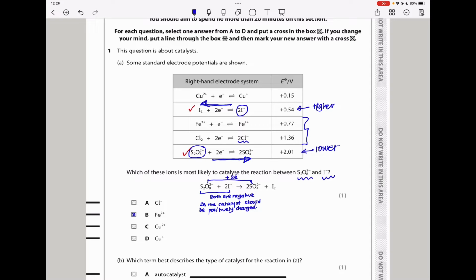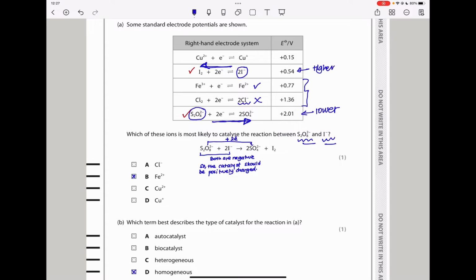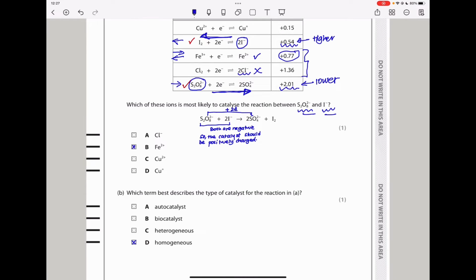However, because chloride is negative, yet the other two reactants are also negative, it means chloride is ruled out as a catalyst because it will not cause any change. There will be only repulsion. This leaves only iron 2+ as the possible catalyst for this reaction. Its electrode potential is suitable, lower than this electrode potential, yet higher than that electrode potential, to allow this equation to go that way while this reaction is going on to the other side. And then the iron 3+ formed allows that to go in the other direction when this goes to the other side. So let me write the equation that will occur.